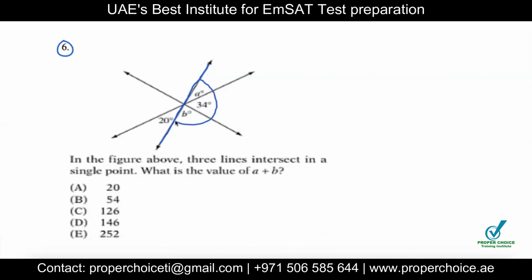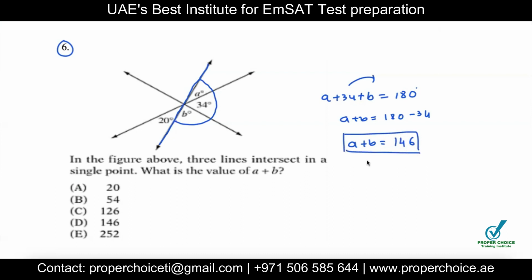So this angle A plus 34 plus B should add up to 180 degrees. So you can say A plus 34 plus B is equal to 180 degrees. So A plus B can be written as 180 minus 34. So you can take this 34 to the other side. So what are you going to get? The value of A plus B is equal to 180 minus 34. It's going to be 146. So go with option D.